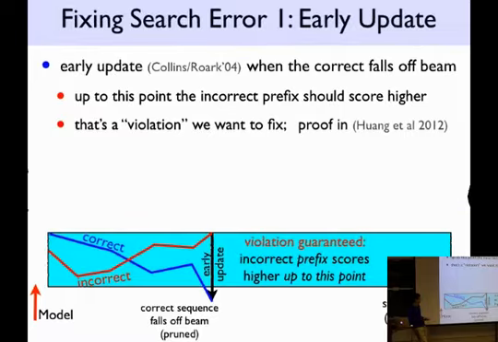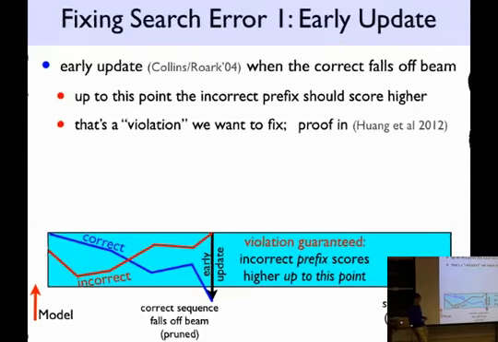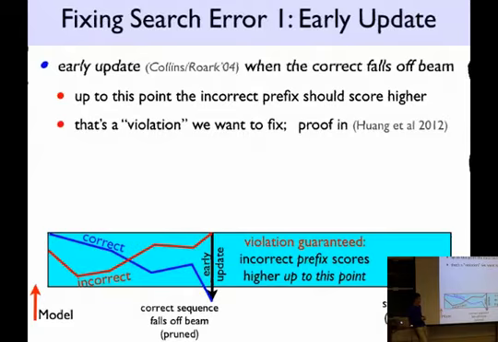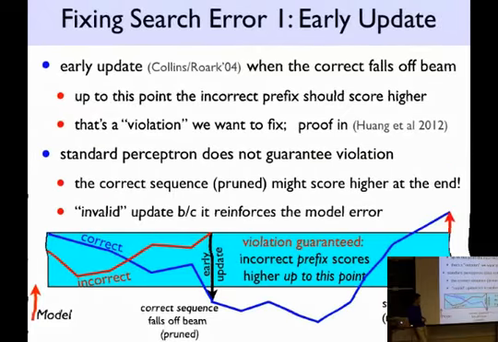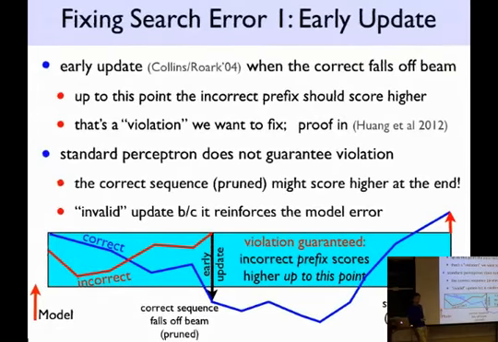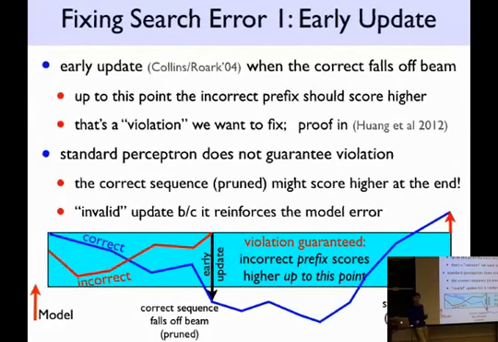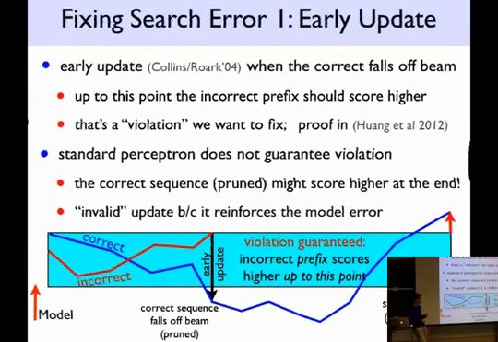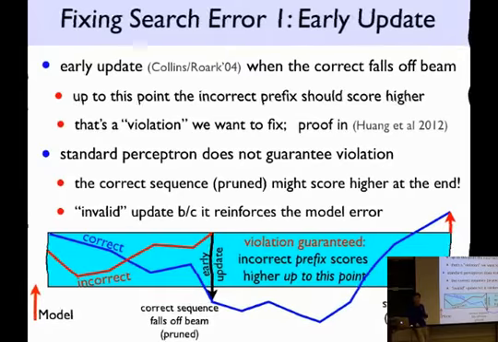Because otherwise, if the blue guy scores higher than the red guy, then it wouldn't fall off. Okay, so early update works and can converge because it guarantees a valid update, because each update is a violation. Whereas if you go to the very end and update at the full sequence, which is normally what people do for perceptron, if you just use perceptron as is, off the shelf, then that's not guaranteed. Because it's very likely that at the end of the search, the correct sequence is actually scoring higher by the model than anything in the beam.